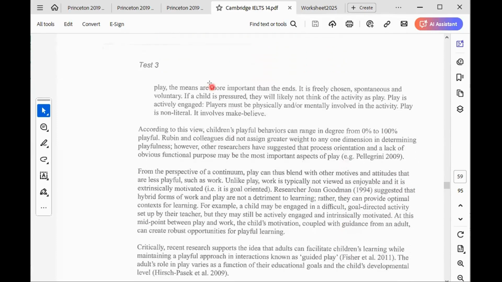Then next page. According to this view, children's playful behavior can range in degree. Scale of playfulness, see it here, range in degree from 0% to 100% playful. Okay. Rubin and his colleagues did not assign greater weight to any one dimension in determining playfulness. However, other researchers have suggested that process orientation and a lack of obvious functional purpose may be the most important aspects of play.